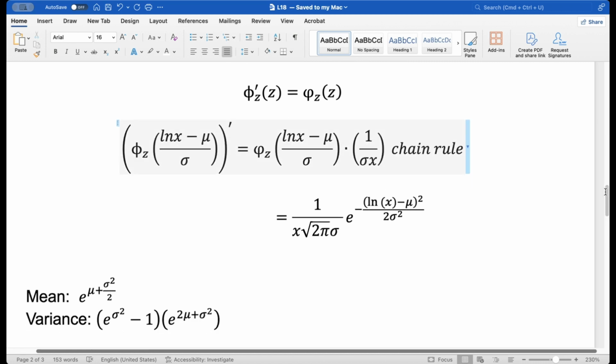The mean for the log normal is e to the mu plus sigma squared over 2. The variance is e to the sigma squared minus 1 times e to the 2 mu plus sigma squared.